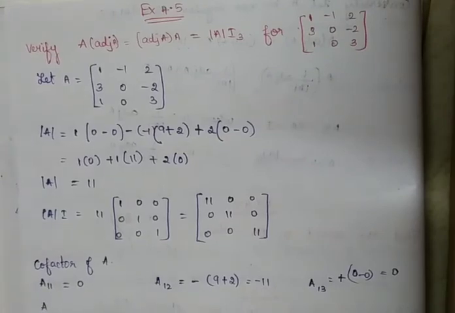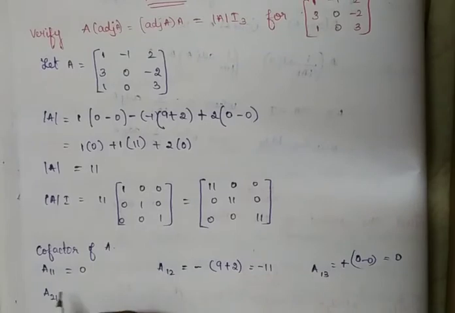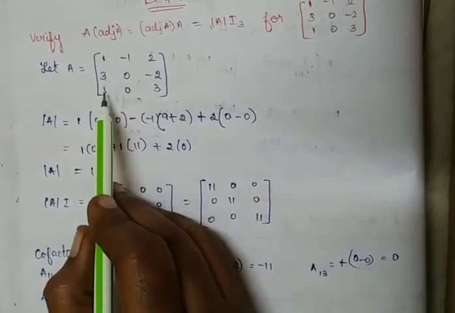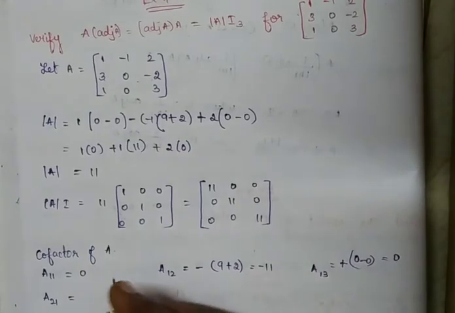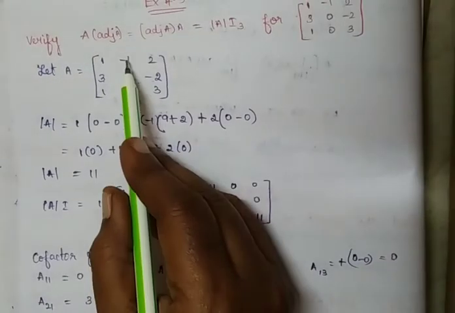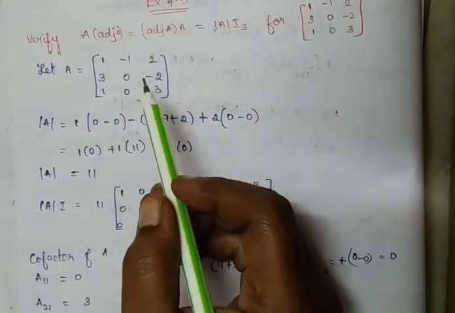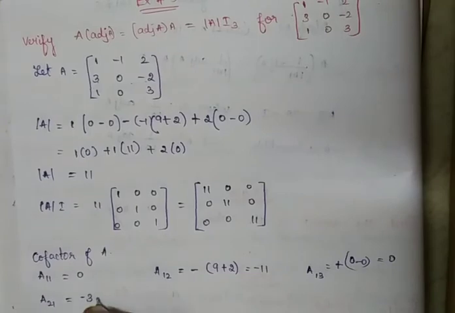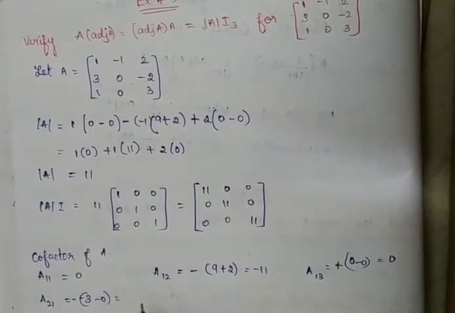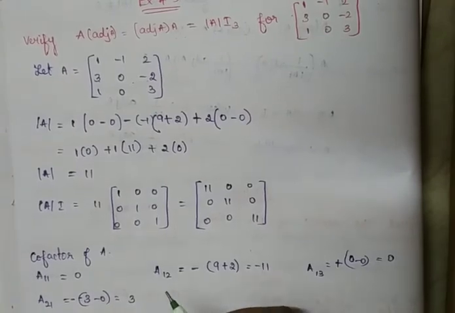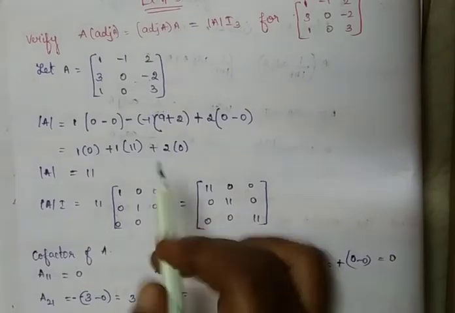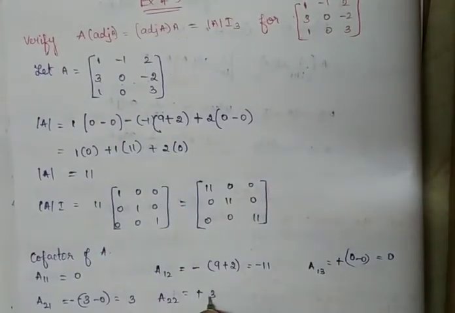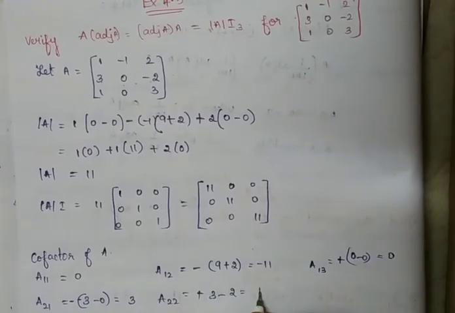Next capital A21: leave this row, leave this column, so 1 into 3 is 3, minus (minus 1 into 3) is minus 3, 0 into 2 is 0, the place sign is minus, so this is equal to plus 3. Next A22: this place sign is plus here. Leave this row, leave this column, 1 into 3 is 3, minus 1 into 2 is 2, so this is equal to 1.